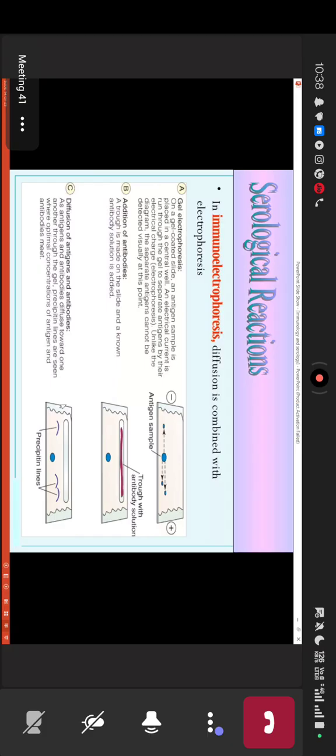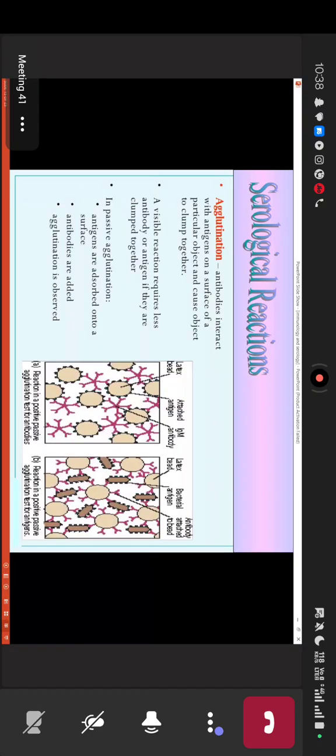Now diffusion of antigen and antibodies occurs. That means antigen moves towards antibody and antibody moves toward antigen. Now precipitation lines will appear after some time. These lines are seen where the optimal concentration of antigen and antibody meet, which is your zone of equivalence, right? So this is your immunoelectrophoresis. So immunoelectrophoresis precipitation lines will occur at the zone of equivalence, right?